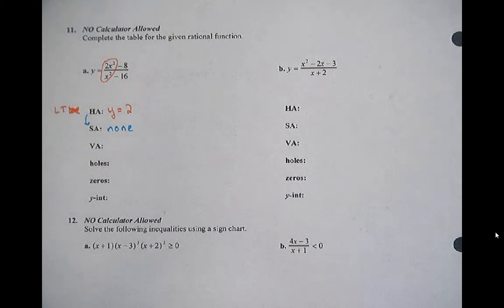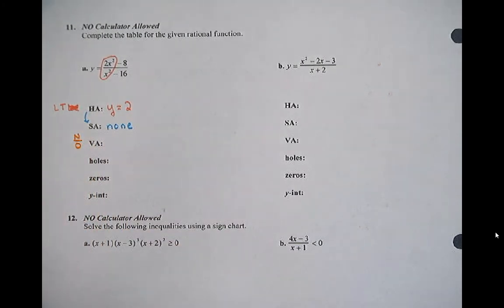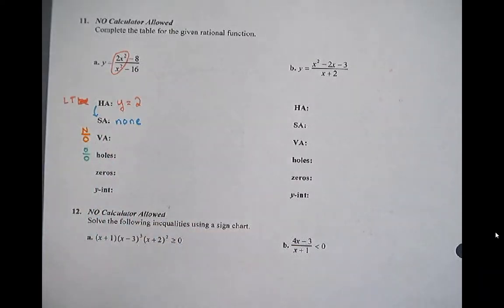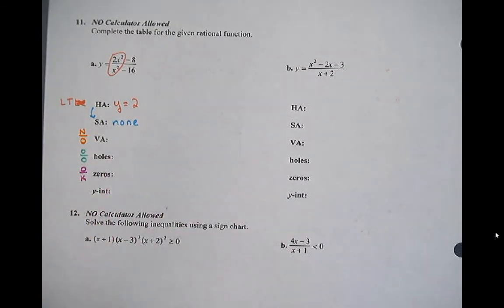VAs, how do we find those? That's where we've got to factor and see if anything cancels. So, VAs look like this. You have a 0 on the bottom. This is no good. A hole is when you've got a 0 on the top and a 0 on the bottom. In other words, things cancel. And a zero is a 0 on the top, but something else on the bottom. So I need to factor this thing first. If you can't factor, pause, try to factor here.